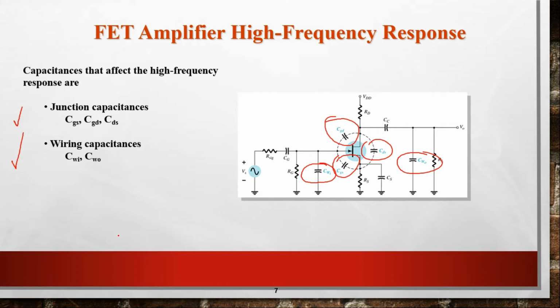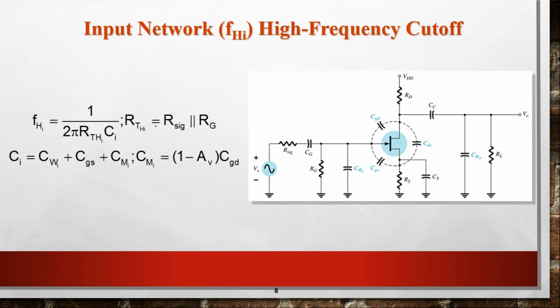And kung napansin, input at output yung pag-uusapan natin kapag high, kasi dalawa lang yung gagamitin nating formula. This one is for the input network or FHI, high frequency cutoff. As you can see, you have here the RTHI. Okay, so this is the formula. And you have the CI or the input capacitance. That is just the sum of the input wiring capacitance, the CGS, kasi ito yun, nasa input side, and the CMI. This CMI is the Miller effect capacitance. Okay? So, may nadadagdag kang certain value ng capacitance and it is determined by this formula.